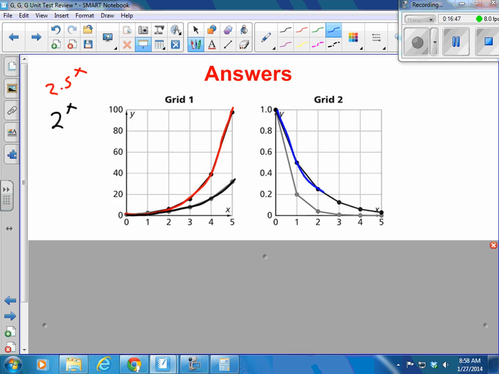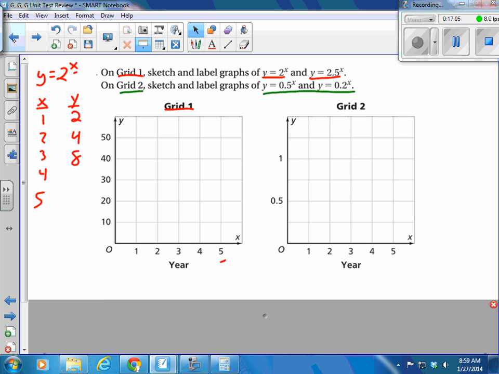My line in blue right here will be 0.5 to the x, and my line in green will be 0.2 to the x. Should be pretty straightforward if you do your tables. Make sure to use a calculator on that one.